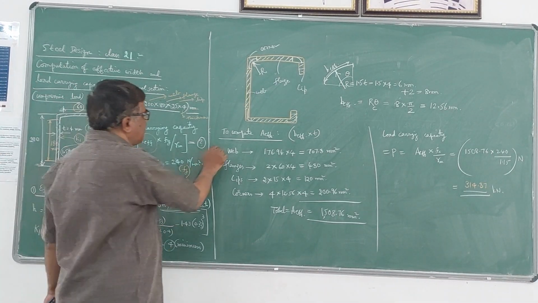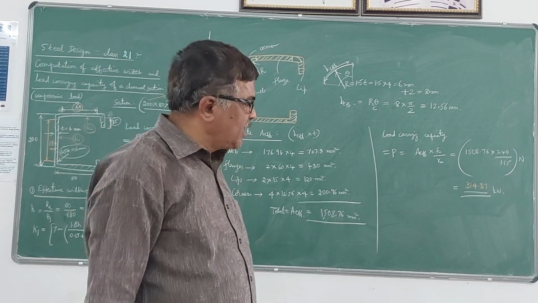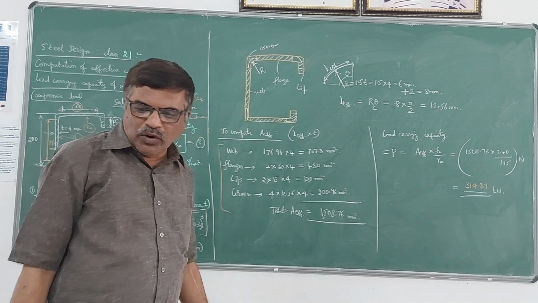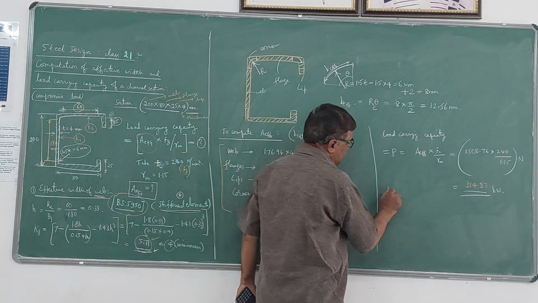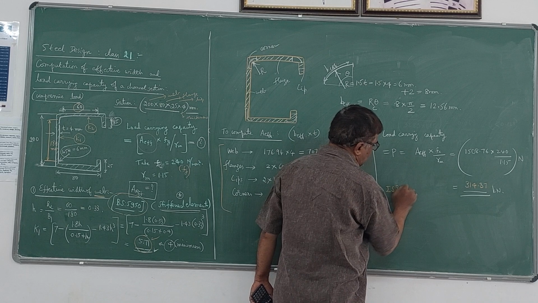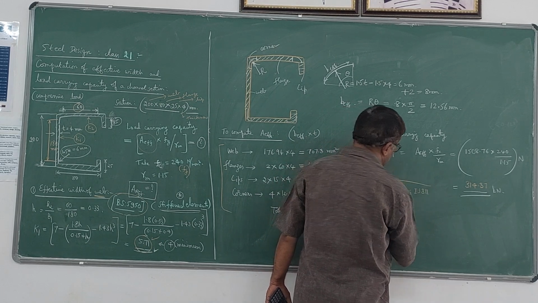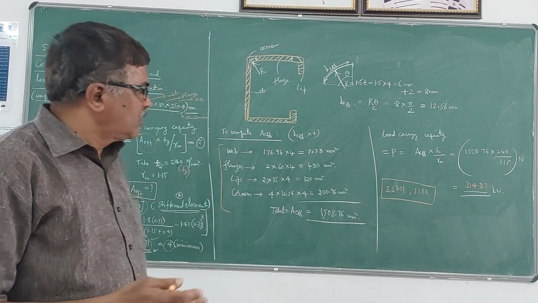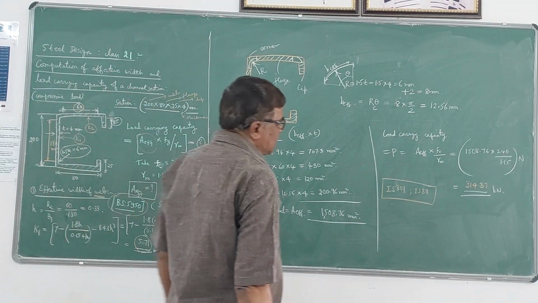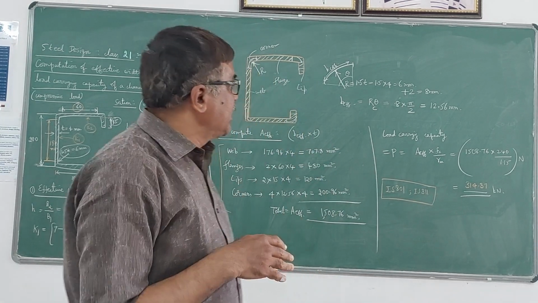We have done this using the BS 5950 code. If you are using the IS code, IS 801 and 802, slight modification will be there. I will discuss a problem in the next class using IS 801 and IS 811, and how to get the value of the load carrying capacity.